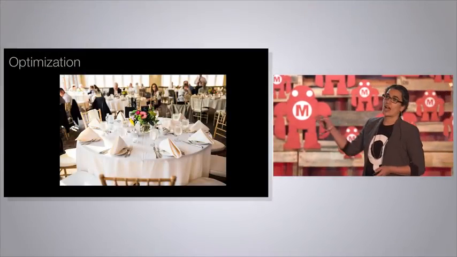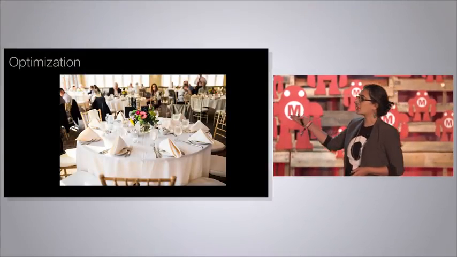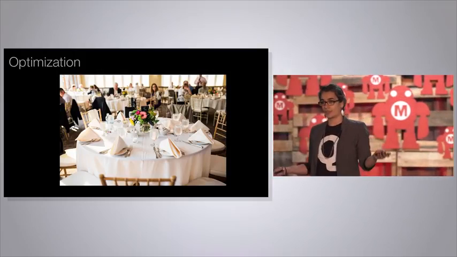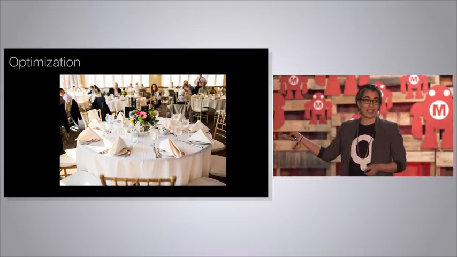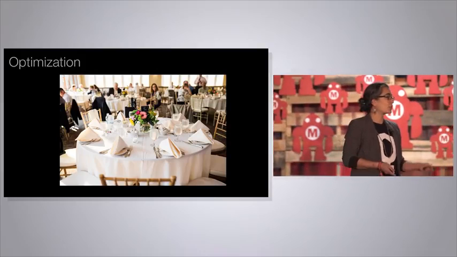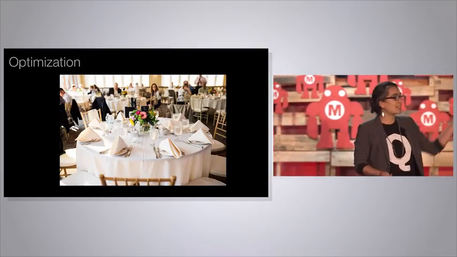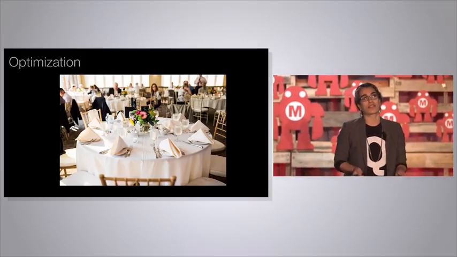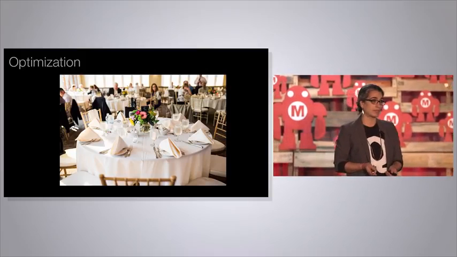So the first example is optimization, right? Optimization is, I want to find the best solution to a problem among many possible solutions, right? So here's a picture of a table. This is the table at my wedding. It's one of many tables, but you can seat 10 people around a table. You have 10 people over for dinner. How many different ways are there to configure 10 people around a table?